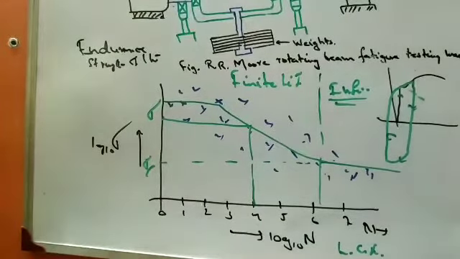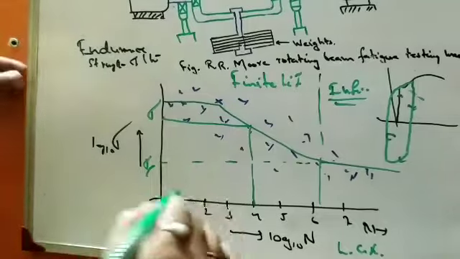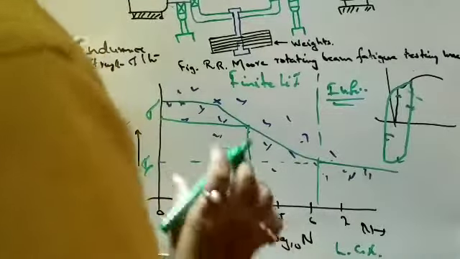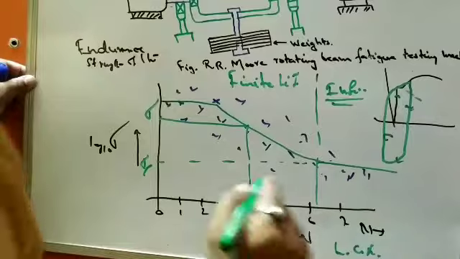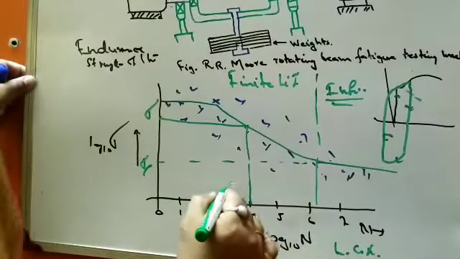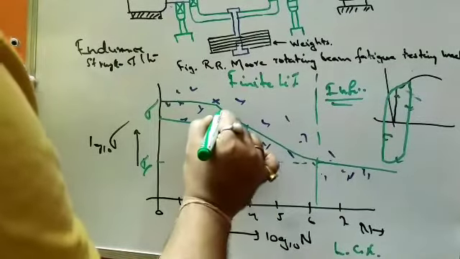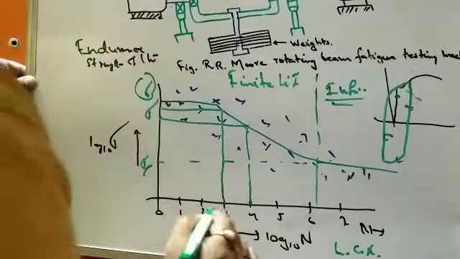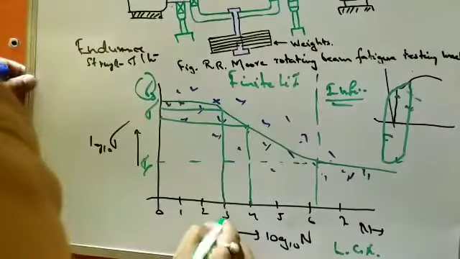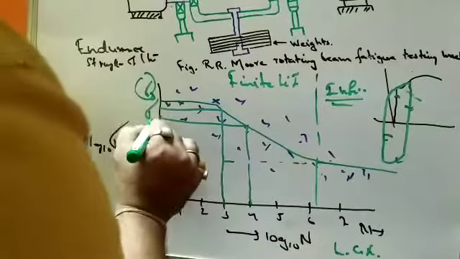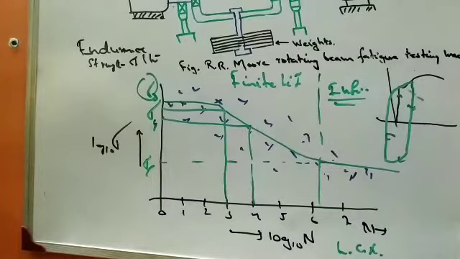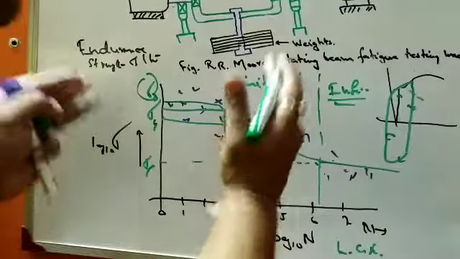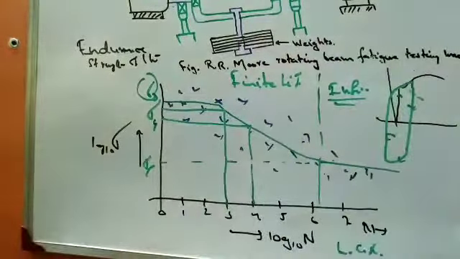That is for infinite life. This is for finite life. If you want to design a specimen that can fail after 10 to the power 3 cycles, you just go here and take this value of stress. So this stress should be the design criteria for load subject to 10 to the power 3 cycles, and this should be the design criteria for load subject to 10 to the power 4 cycles. So this is infinite life design and this is finite life design. That is all about the description of the SN curve and the endurance strength that I have discussed.